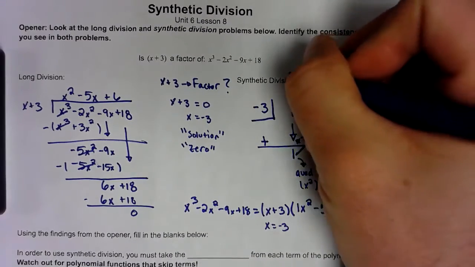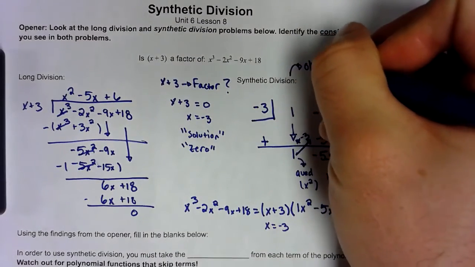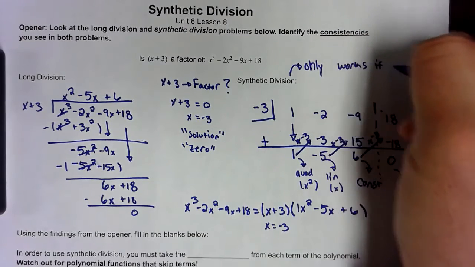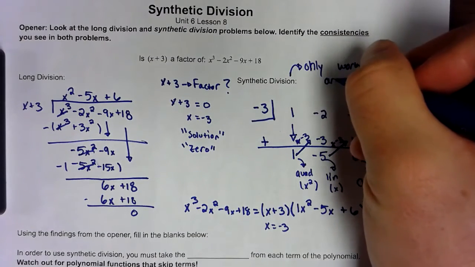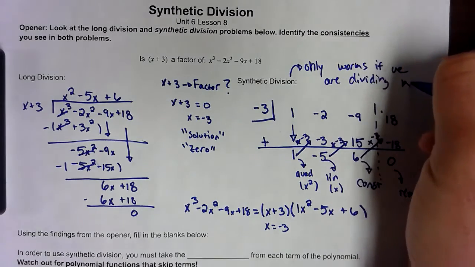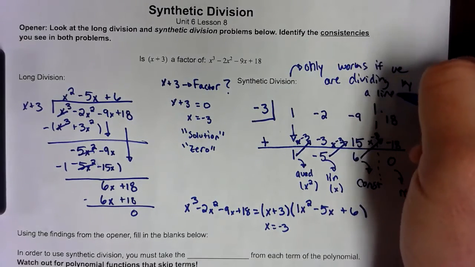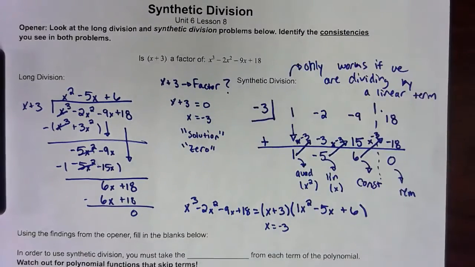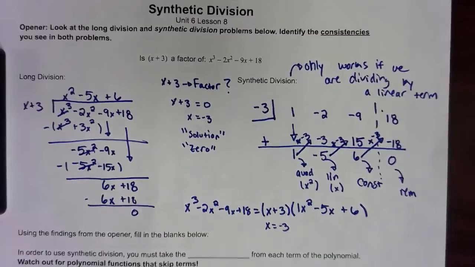Synthetic division only works if we are dividing by a linear term, which we are here, right? X plus 3 is linear. If it's not linear, if it's something like x squared, that's where we need long division. So synthetic division only works a select amount of times.